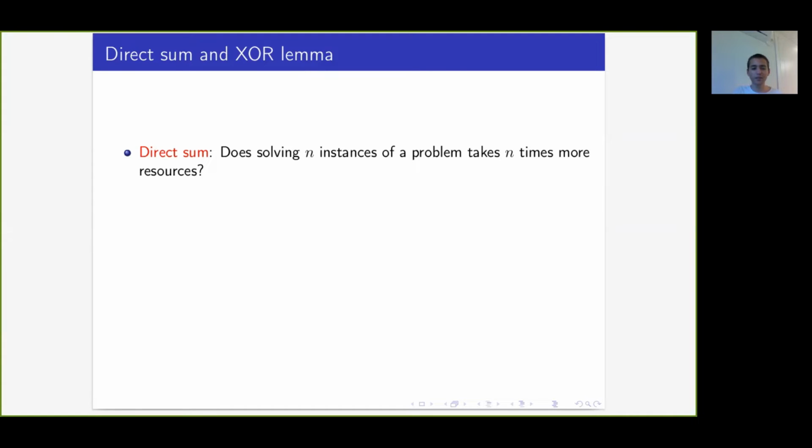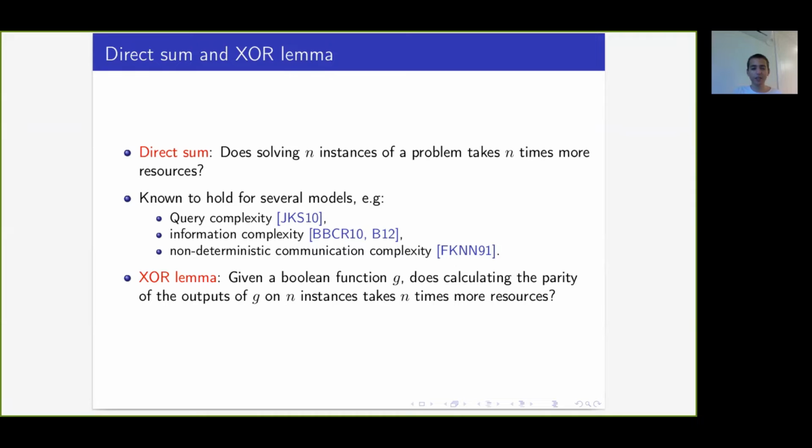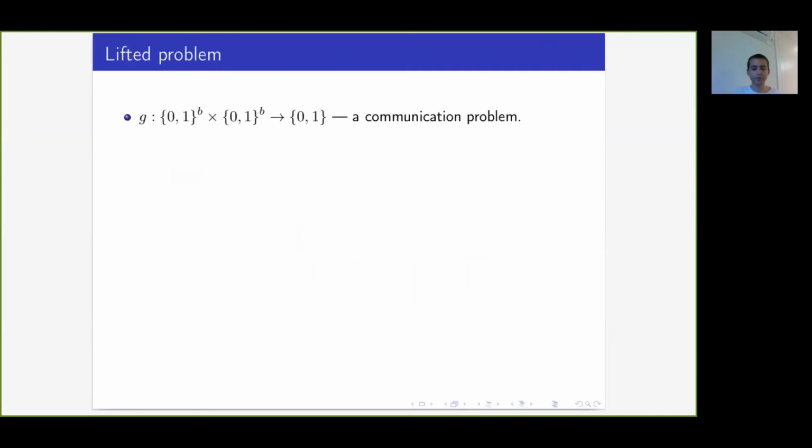In some models, the answer to this question is yes, such as in query complexity, in information complexity, and non-deterministic communication complexity. A variation of the direct sum question is the XOR lemma, defined to be the following question. Given a Boolean function g, does calculating the parity of the outputs of g on n instances take n times more resources? This is also known to hold in some models.